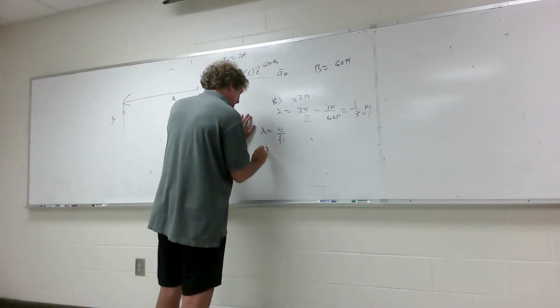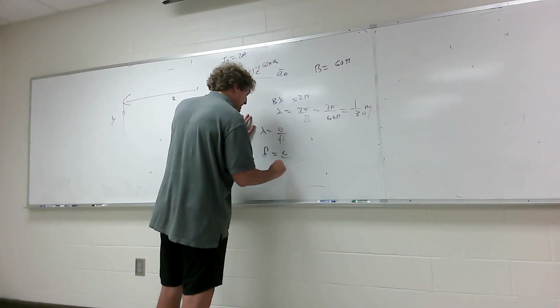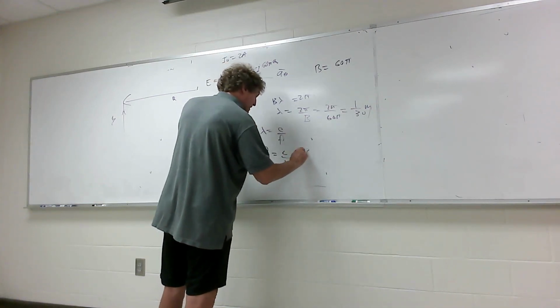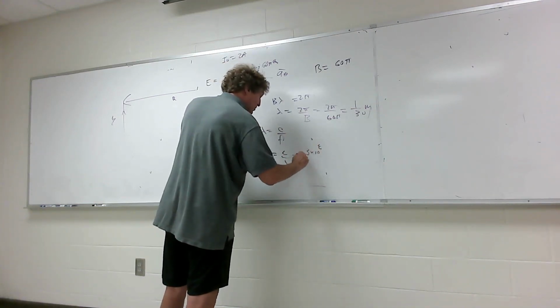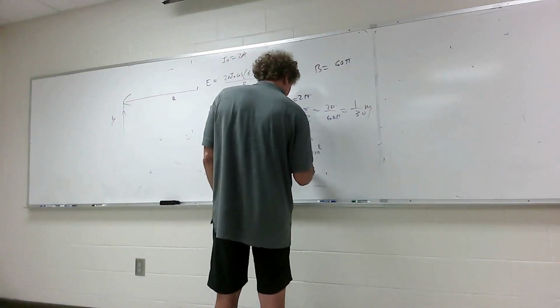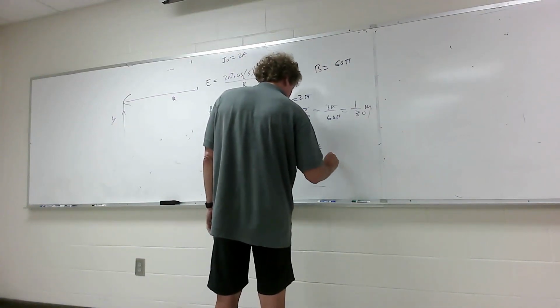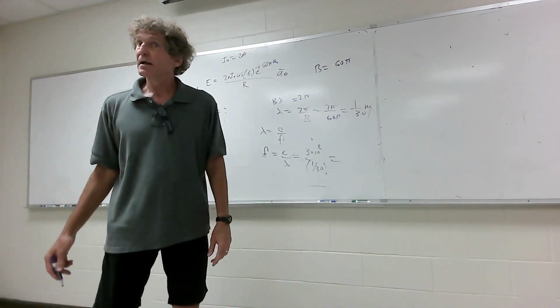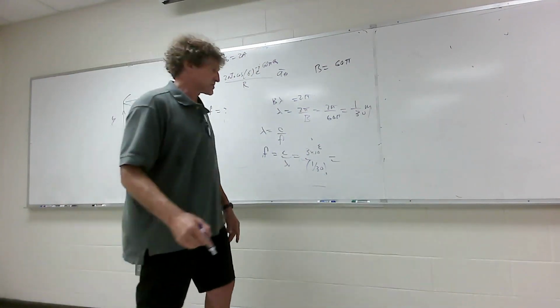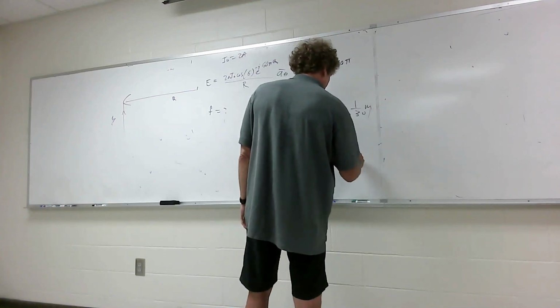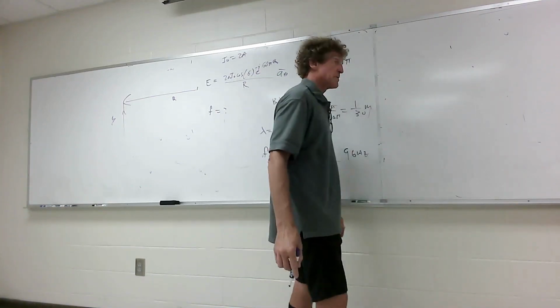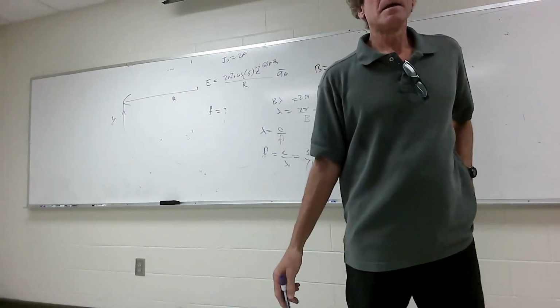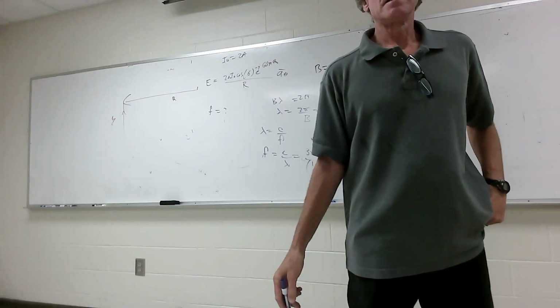So now what is F? Well, F is C over lambda, 3 times 10 to the 8th over lambda, which is 1/30th. And what is that? 90 gigahertz or what? 9 gigahertz, I'm sorry, 9 gigahertz. What else, Andrew? And then they ask for the H field in the next part.